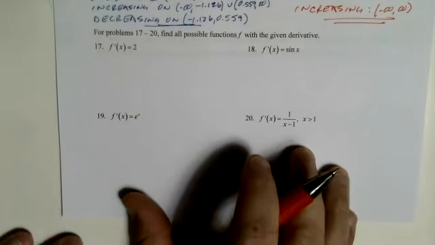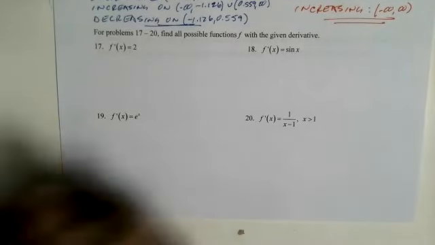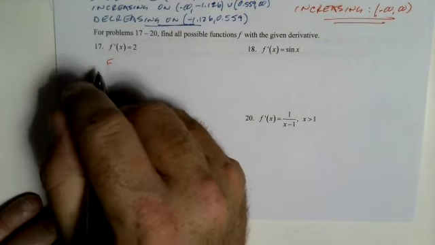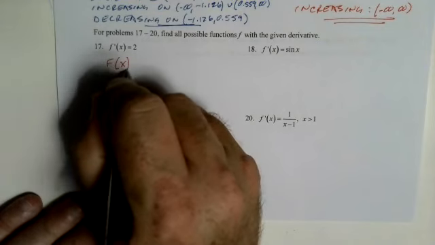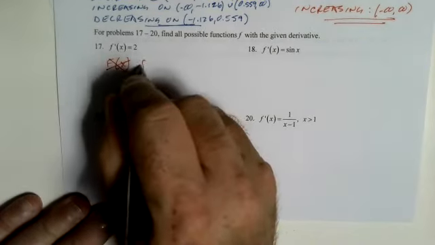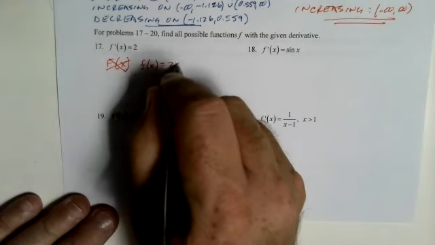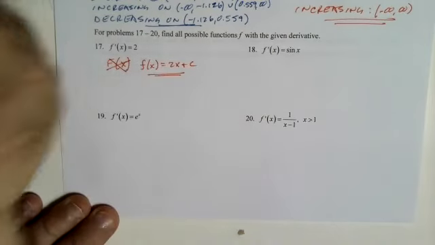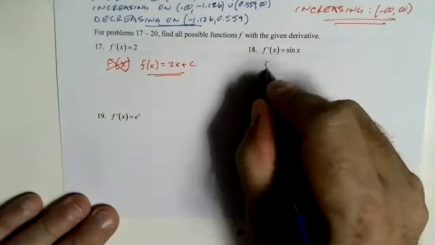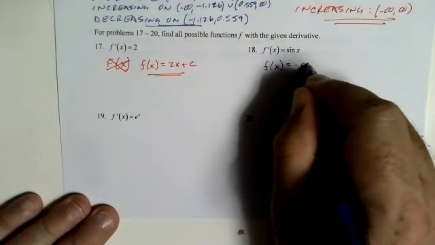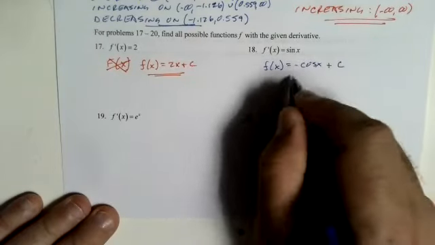Find all possible functions with a given derivative. So f of x, no, it's not capital. F of x equals 2x plus some c. F of x equals negative cosine of x plus some c.